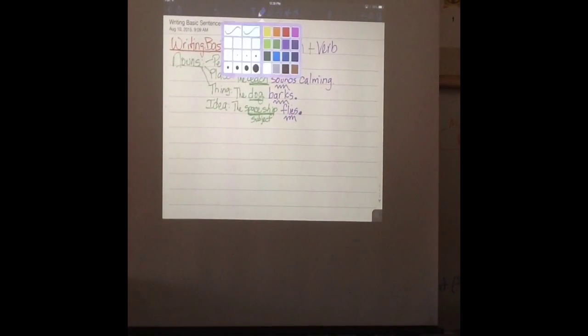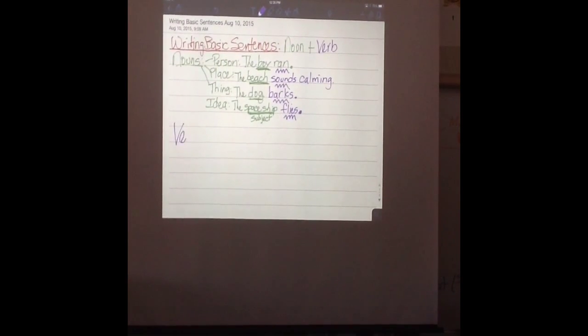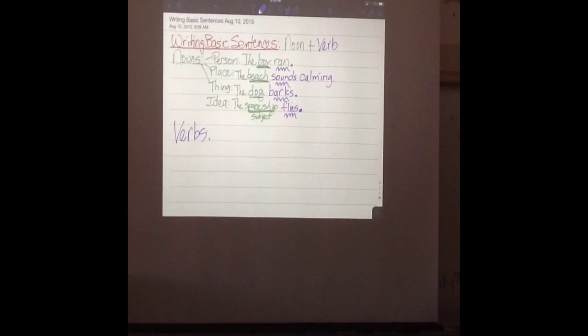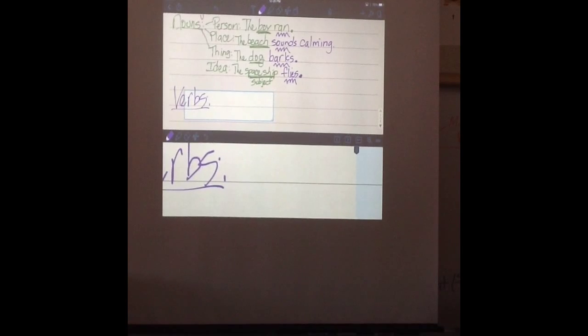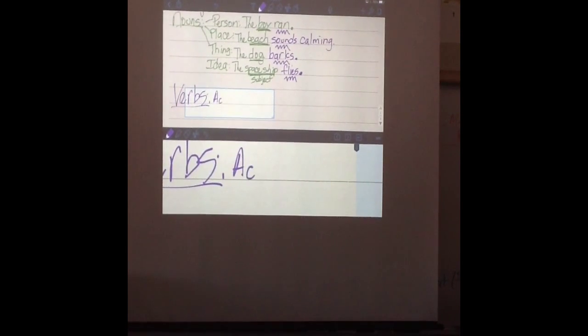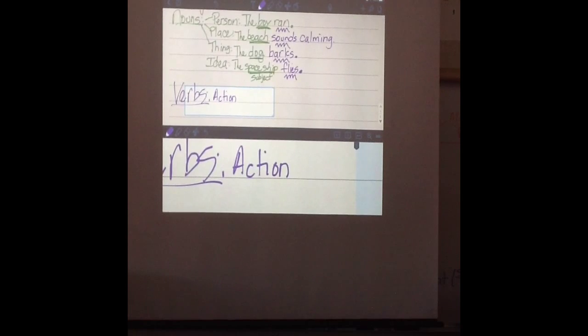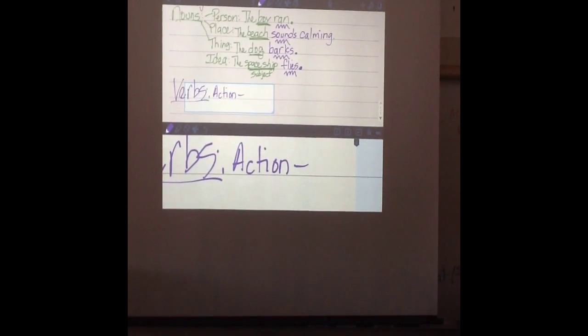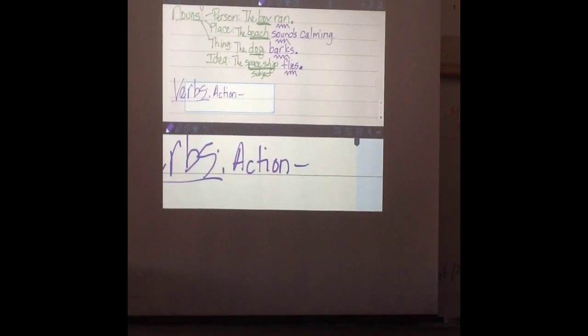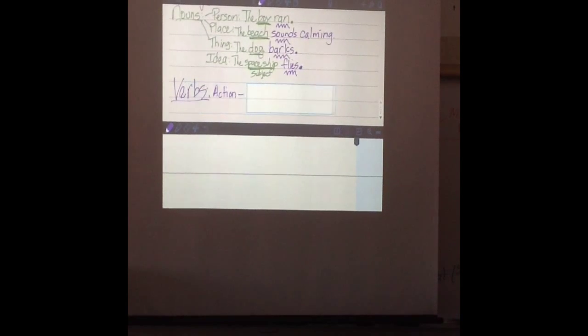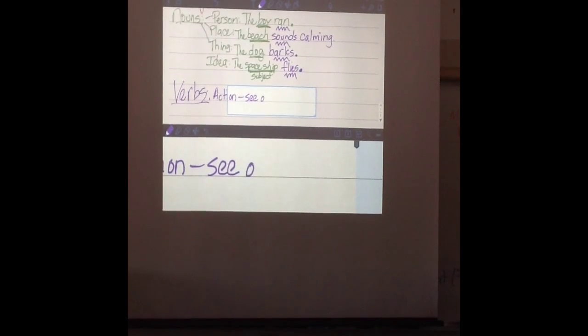Let's talk momentarily about, what's this word? Verbs. What are verbs? They can be a couple of things. An action. Now, an action is things that we see or do, right? Okay. So should I put see and do here? Would that be helpful to you to remember? Yeah. Okay, I'll be happy to do that. These are the things you see or do.